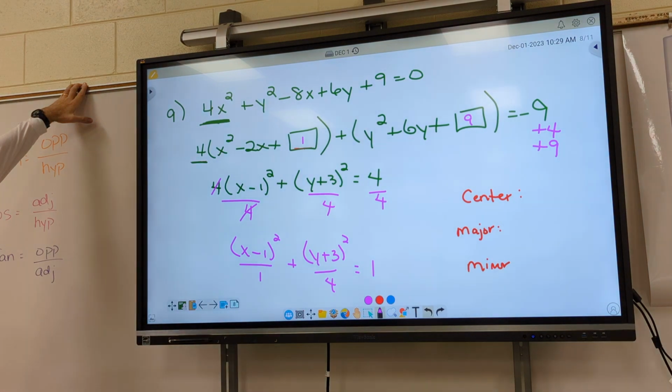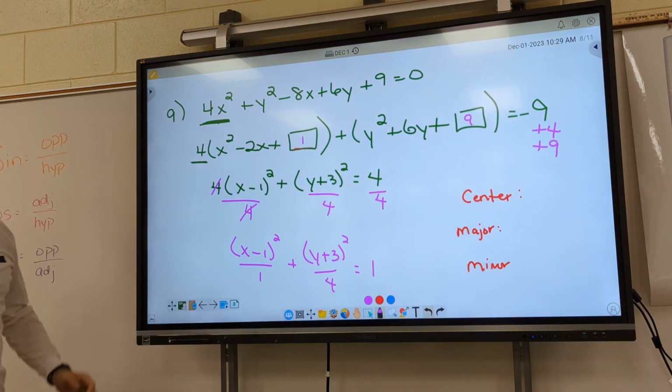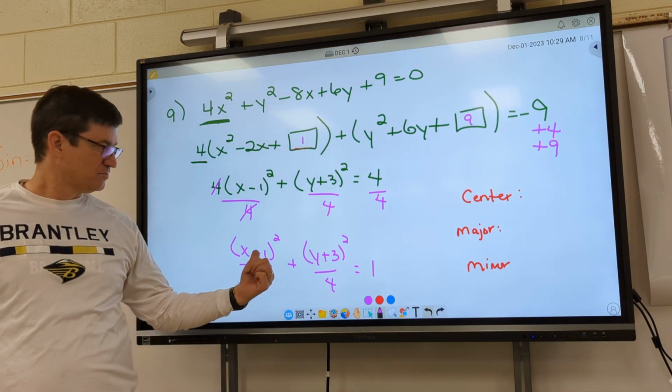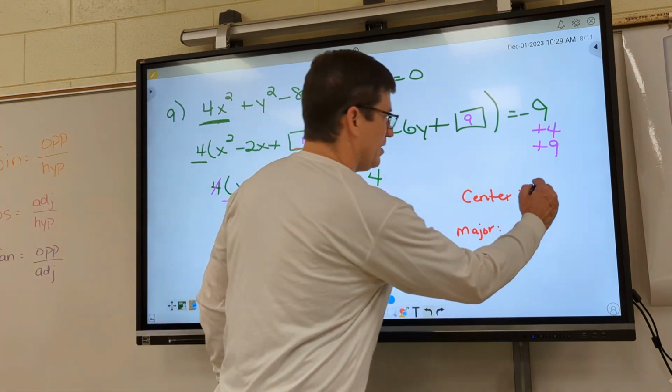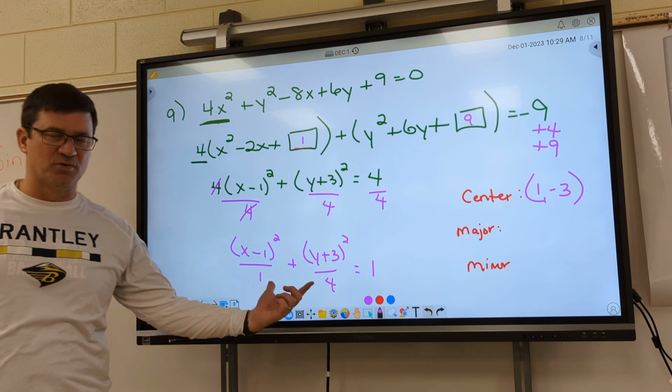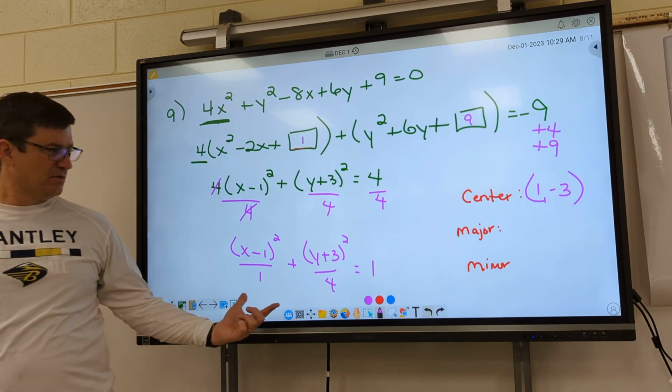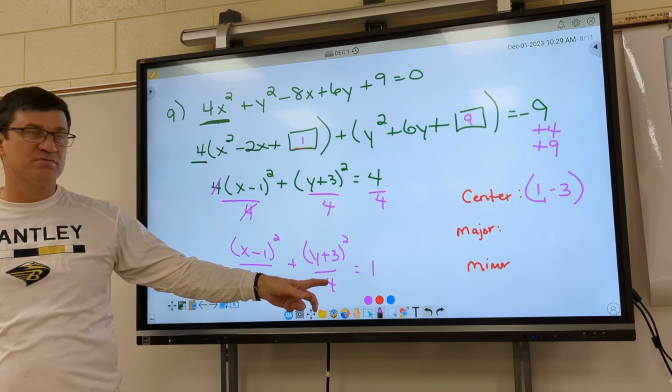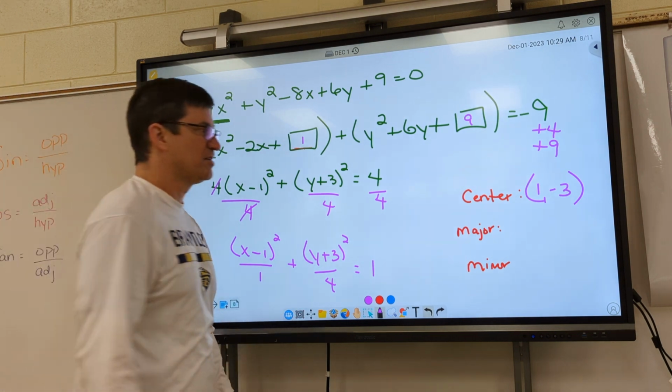Let's see. All right, so what's our center going to be on this one? 1 and -3. How do we find the major and the minor? Which one of these is going to give you the major? The bigger one, right? So 4, square root of 4 is 2. Double it is 4.